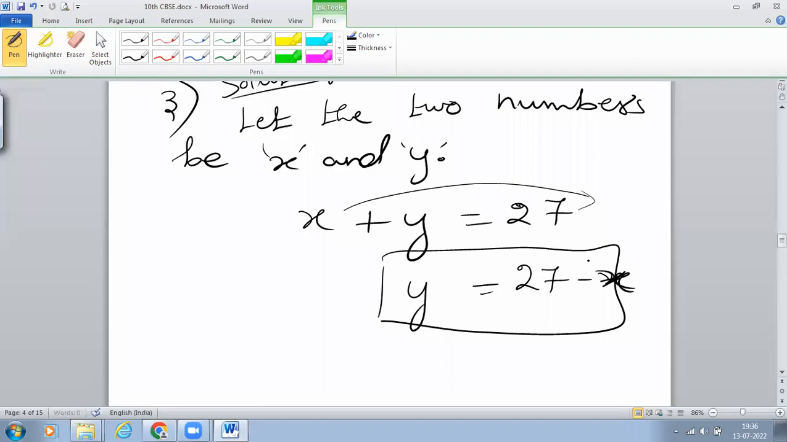Are you able to understand this? One number I'm considering as x and another number is y, but y can be expressed as 27 minus x. Yes or no? Yes, sir. So we can have an equation in only one variable. That is why I'm denoting y in terms of x. So y is equal to 27 minus x.